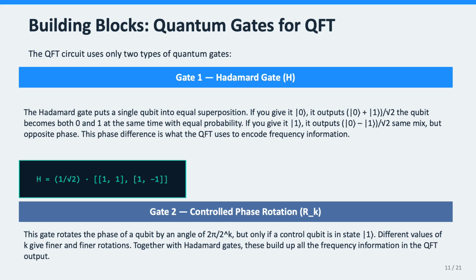Together, these two gates do all the work. The Hadamard gate creates a superposition, the both-frequencies-at-once structure. The phase rotation gates tune the phases precisely so that after all the gates have run, the output qubit phases encode the frequency content of the input state. It is analogous to how a prism splits white light into a spectrum of colors, except here the colors are frequencies of quantum information being separated out by careful manipulation of quantum phase.